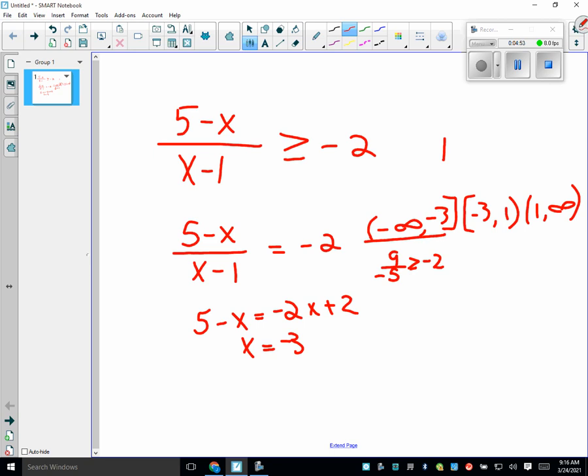What are we going to use here? 0, which gives me, is that greater than negative 2? And my last one, can we use 2? So 3/1, does that work? So this is my answer.